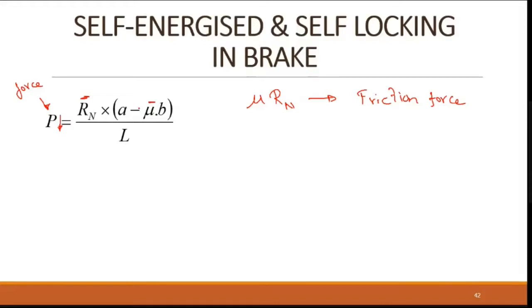In the previous case, it is not like that. In the previous case, your P is Rn into A plus mu B divided by L, which means other than your friction force, you have to apply a brake. So whatever friction force there is, you have to apply the brake beyond that. That is why the force is higher here. So you need to apply lots of effort to apply the brake here.